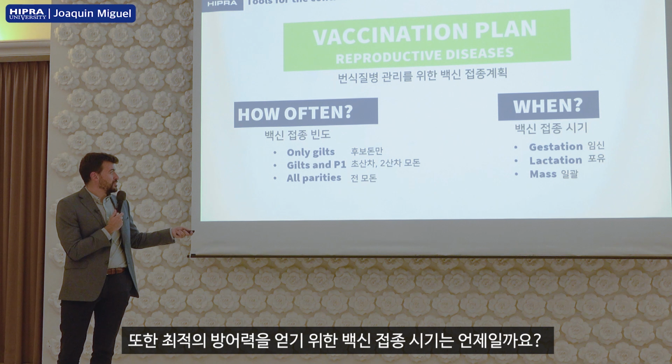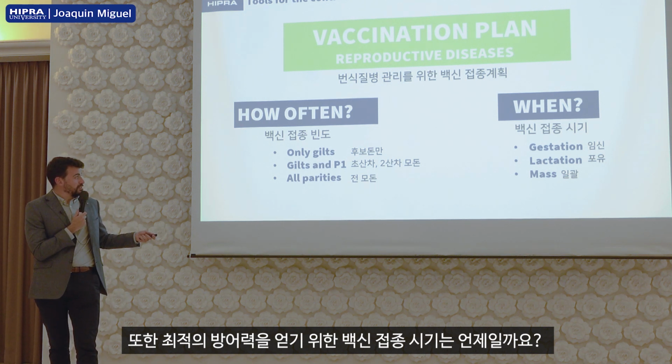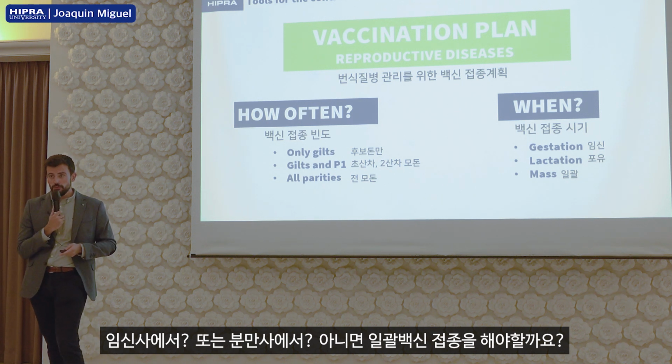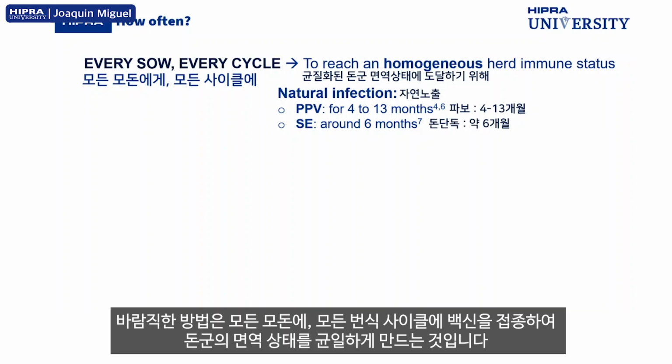And when? Which is the best moment for the protection of these animals? When should we vaccinate the animals? During the gestation, during the lactation, or in a mass vaccination program? Okay, regarding how often, as we have commented previously, every cycle, in order to reach a homogeneous herd immunity status.